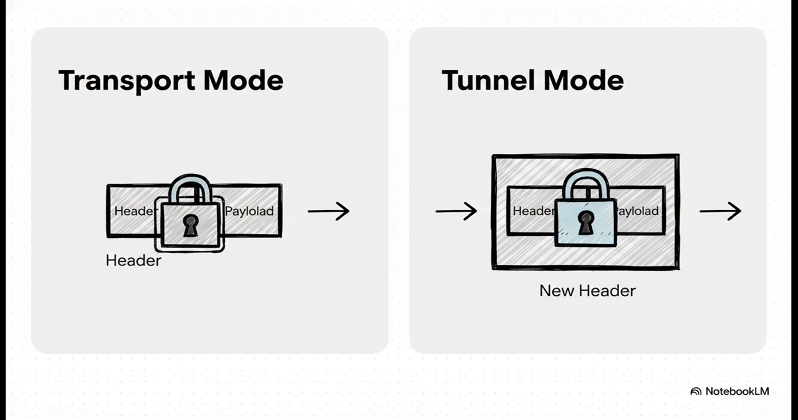So look over on the left at transport mode. It only encrypts the payload, the actual data itself. The original address information is still visible. But now look at tunnel mode on the right. The entire original packet, address and everything, gets encrypted and then wrapped up in a brand new package. This is huge because it means anyone snooping can't even tell who was originally talking to whom.